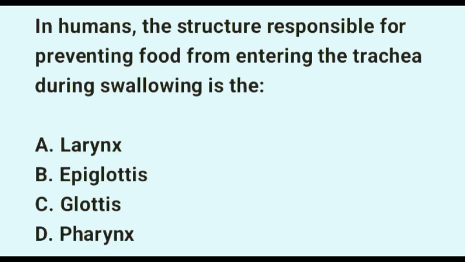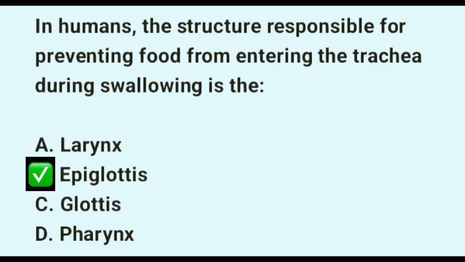Question 3 says, in humans, the structure responsible for preventing food from entering the trachea during swallowing is a dash. A. Larynx. B. Epiglottis. C. Glottis. And D. Pharynx. The correct option is option B.